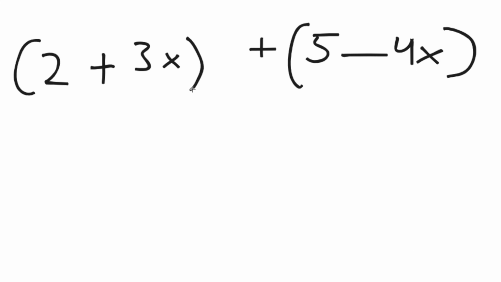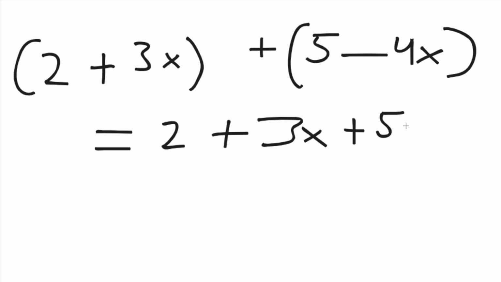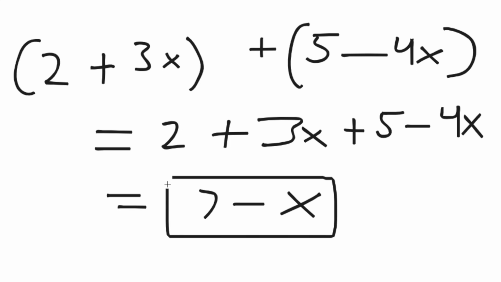Now let's do a real quick example before we get to the complex numbers. In this case, instead of i, we have x, the variable. We all know how to do this when we're adding. All we do is take out the parentheses, and we have 2 plus 3x plus 5 minus 4x. Just combine like terms, and there you go. We have our answer: 7 minus x.